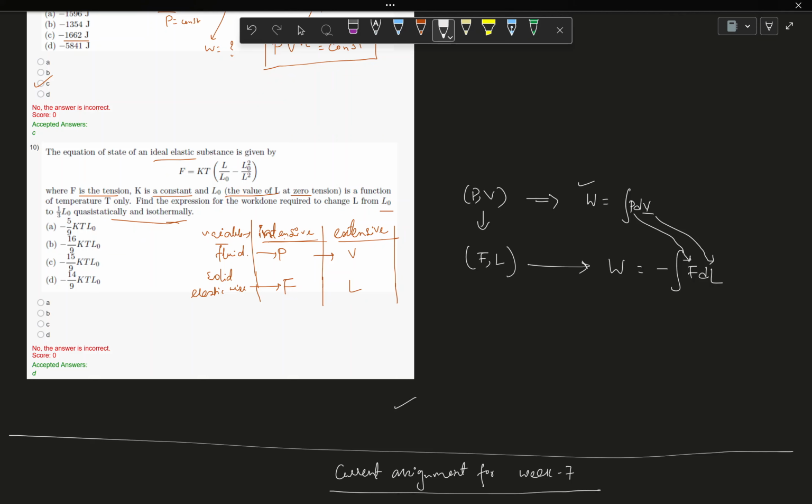Because in the question they have mentioned F as a function of L, you can easily take the integral of FdL and integrate over all the L terms. And because T is a constant, because it is isothermal, it will not get integrated, and K is of course a constant, L naught is a constant, so these terms will not get integrated. Your initial limit and final limit is also given: L1 is L naught and L2 is 1/3 L naught. So you just have to carefully integrate it out and you will get your final answer.